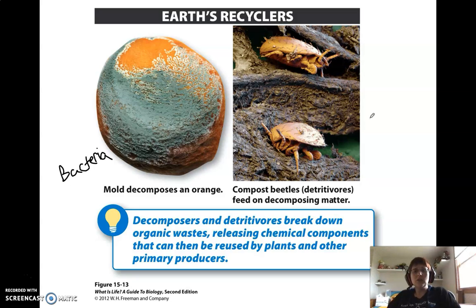But these guys are going to break down that decomposing material and release chemicals, not food, but chemicals like nitrogen and phosphorus, for plants to be able to use to make more food for everybody else in the food web. So for these guys, the arrows don't go back to the plants, but they're helping give nutrients to those plants so that they're able to do their photosynthesis to make more food for everybody else.